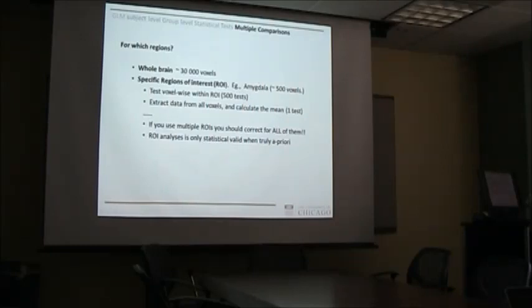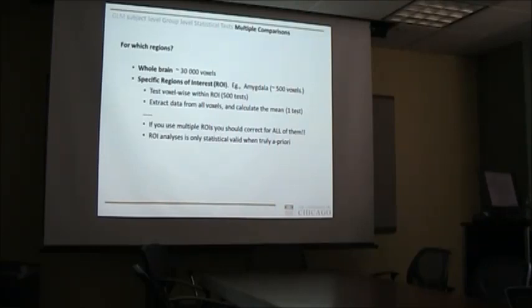The advantage of restricting your search space is that you end up with a lot fewer tests. So, for example, for an amygdala mask, we might have like 500 voxels, which greatly reduces the number of tests you need to correct for. So it has a great advantage in that way, if you know which brain regions you're interested in, to say, okay, I'm just going to correct for that.